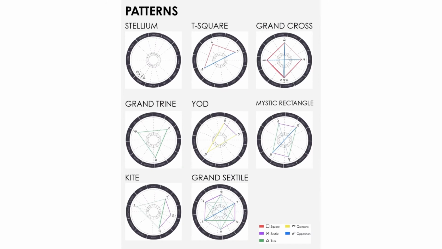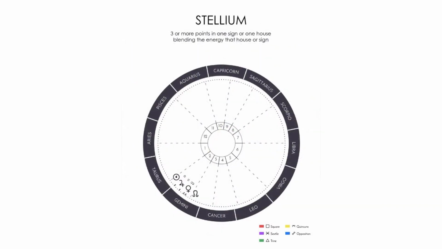Now sometimes these combinations lead to certain patterns in your natal chart. These patterns bring different energies, like stellium, for instance, which is a pattern. And that's 3 or more points in one sign or one house, and that blends the energy of all of those points and merges it with that of the house or the sign that it's within.